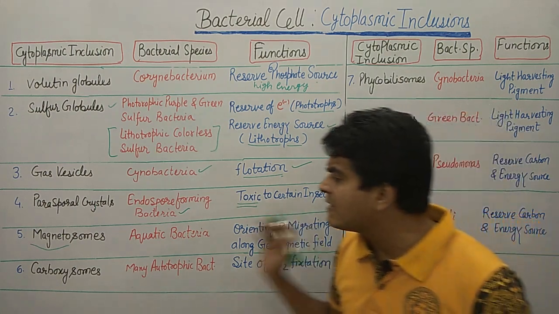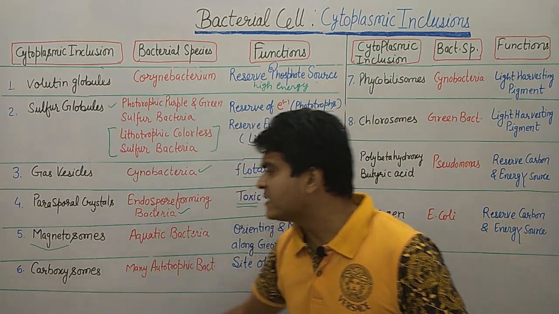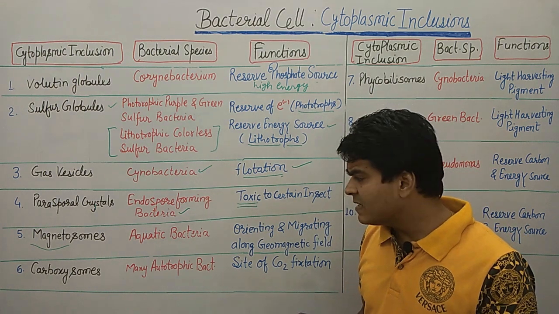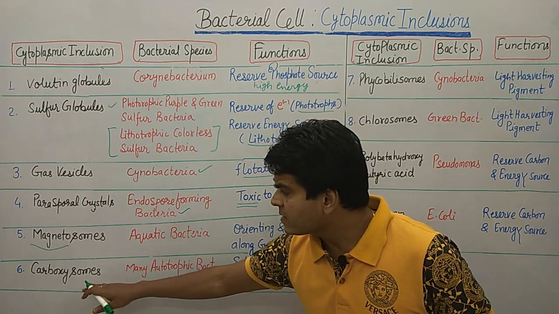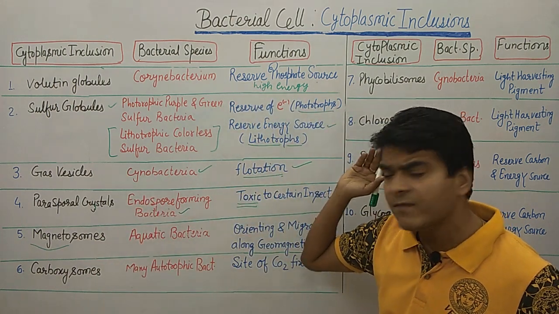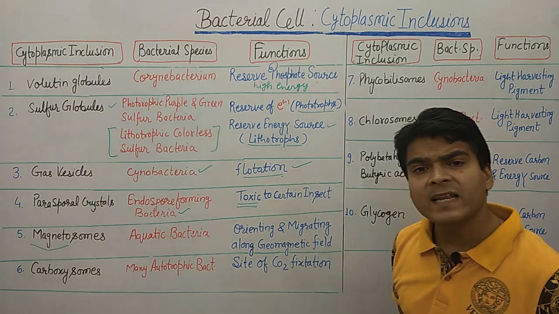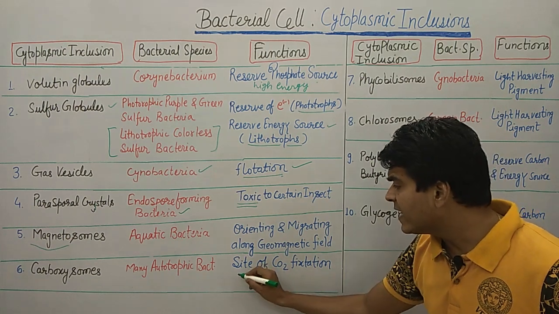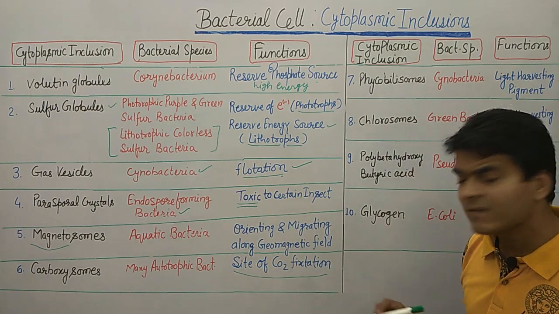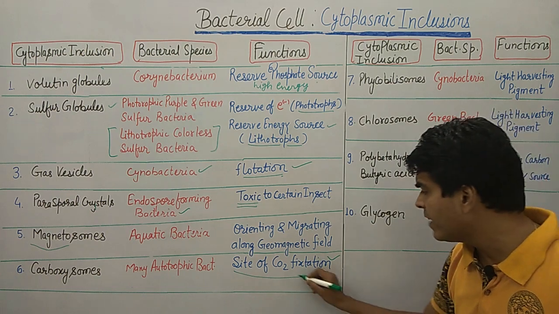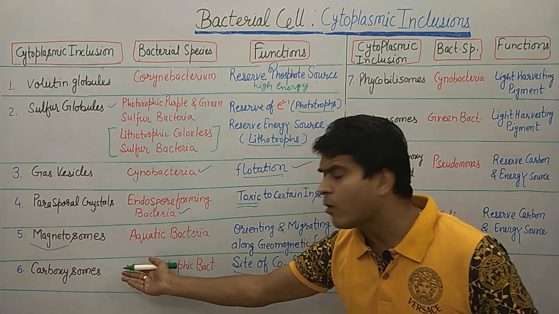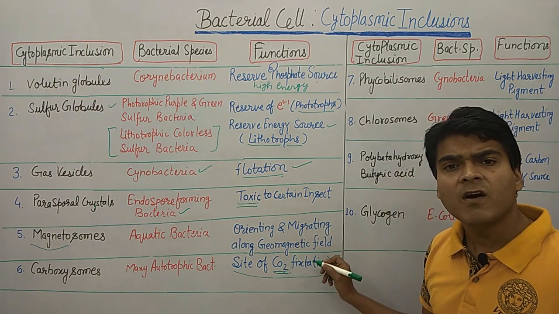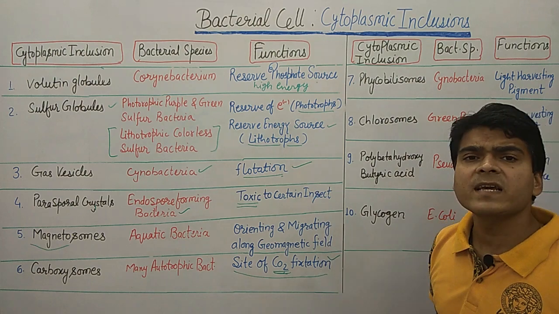Now moving on to another cytoplasmic inclusion: carboxysome. The name also suggests its function. In which type of bacteria do we find carboxysomes? Many autotrophic bacteria. And what is the function? They are the site of CO2 fixation. The name carboxysome already suggests the function of this type of cytoplasmic inclusion.